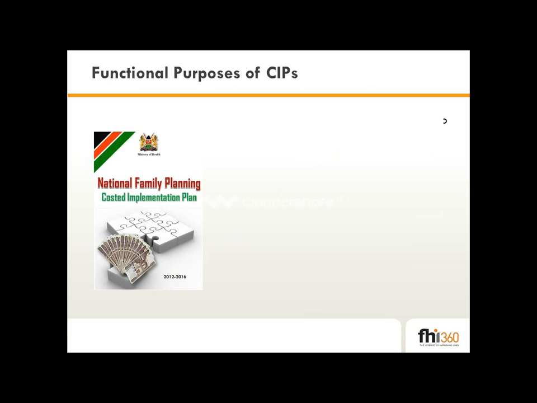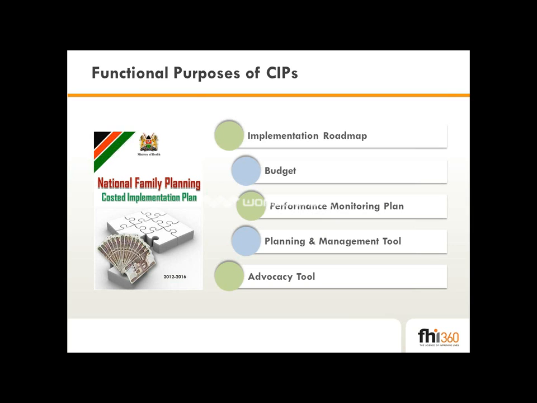What are the functional purposes of costed implementation plans? They serve multiple functions, including being an implementation roadmap for a family planning program, describing priority results, targets for programmatic inputs required, and key interventions to be implemented. It also represents a budget. There are several national family planning programs that really do not have a budget for the entire family planning program or interventions needed to be able to achieve their contraceptive prevalence rate. And the CIP definitely addresses that issue.